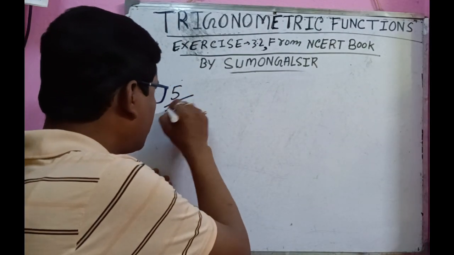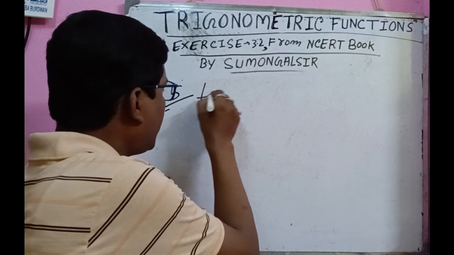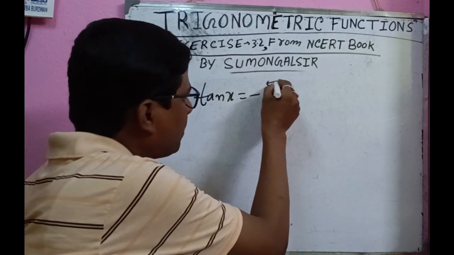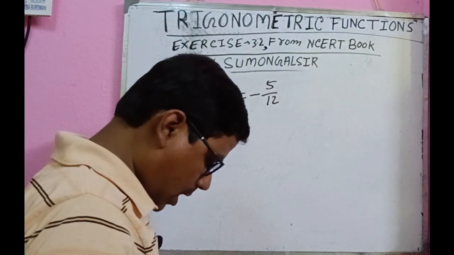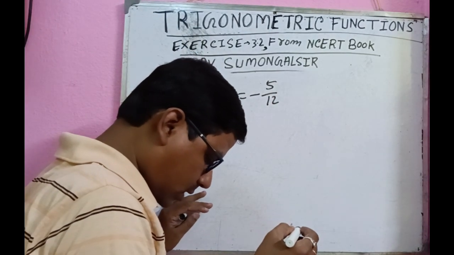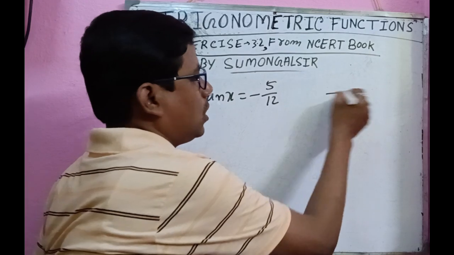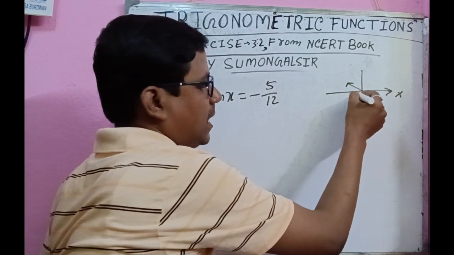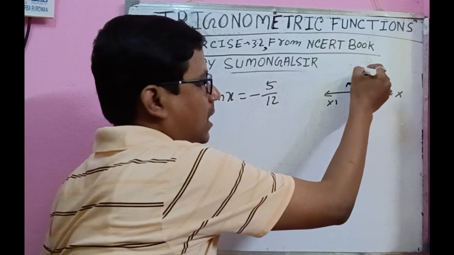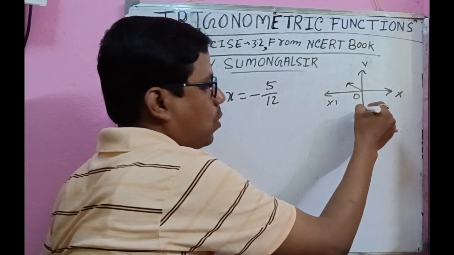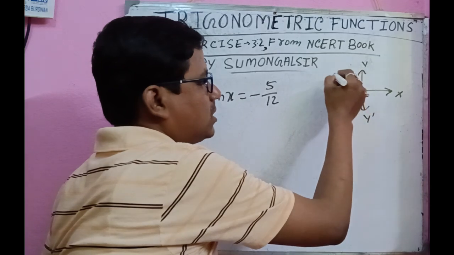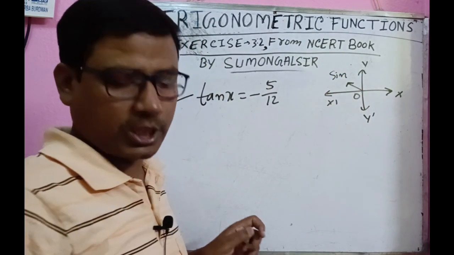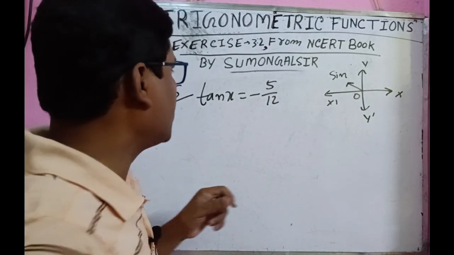Question number 5: tan of x is equal to minus 5 by 12, and this lies in the second quadrant. So we are discussing this quadrant. This is the X'OX and this is the Y'OY. This is the quadrant of sine as well as cosecant. So tan will be minus here.